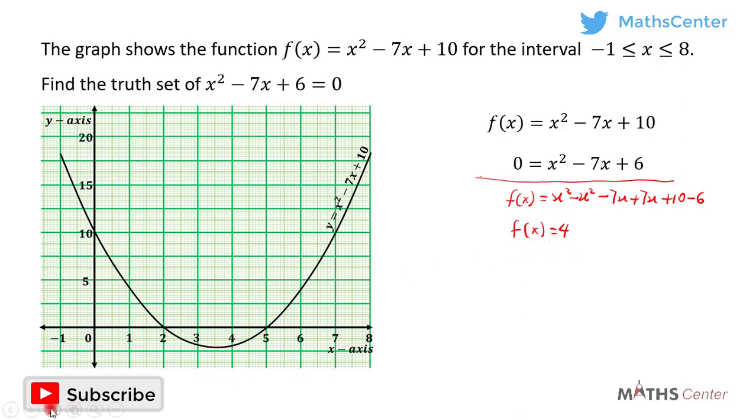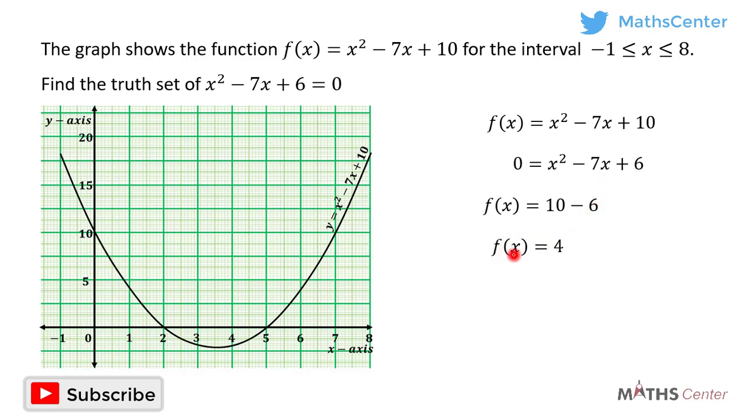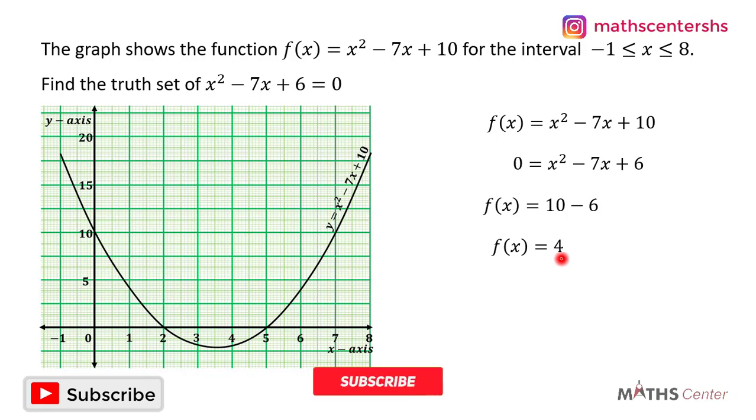I'm going to clean the ink so that we can continue. Okay, so when we do the subtraction, we will have f of x is equal to 10 minus 6 as we saw, and this will give us f of x is equal to 4. So after subtracting the equation from the function that we have drawn, the resulting equation we have is f of x is equal to 4, which is a linear equation. F of x is equal to 4 is the same as y is equal to 4.